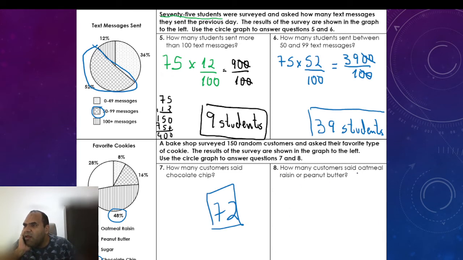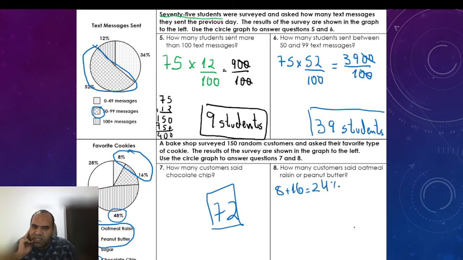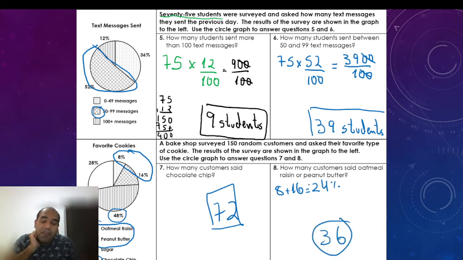And here, how many customers said oatmeal raisin or peanut butter? When you say one or the other, you add the percents together, okay? They both together. The oatmeal raisin and peanut butter are these two patterns here. 8 plus 16 first, okay? 8 plus 16 is 24. 24%. And right now you find 150 times 24%, it is 36 customers, okay? Nice. I think you understand this.